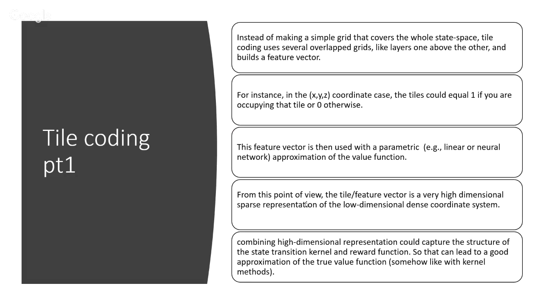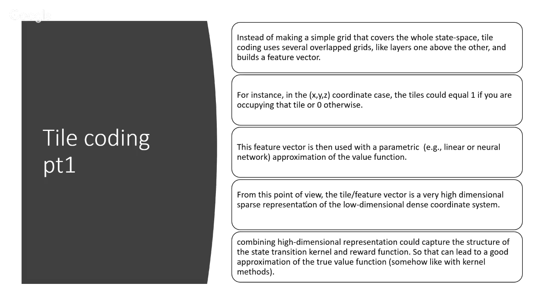Linear or neural network approximation of the value function. From this point of view, the tile feature vector is a very high dimensional, sparse representation of a low dimensional dense coordinate system. So it's basically breaking it down and making it simpler. Combining high-dimensional representation could capture the structure of the state transition kernel and reward function. So that can lead to a good approximation of the true value function, somehow like kernel methods, which I won't go into.